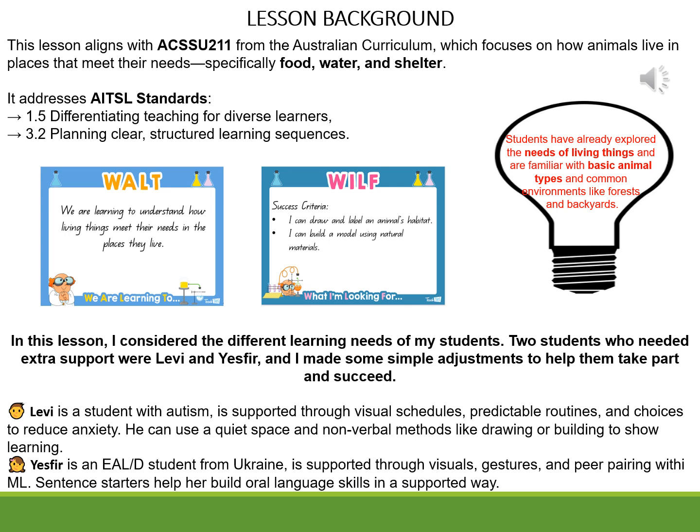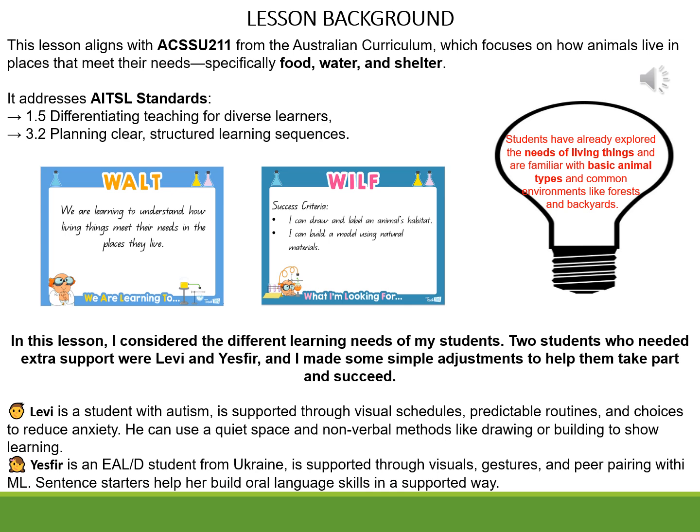It also links to AITSL standards 1.5 and 3.2, which are about planning clear lessons and supporting students with different learning needs. The learning intention is, we are learning to understand how living things meet their needs in places they live. The success criteria is, I can draw and label an animal's habitat and I can build a model using natural materials. Students had already learned about what living things need to survive and were familiar with environments like forests and backyards.